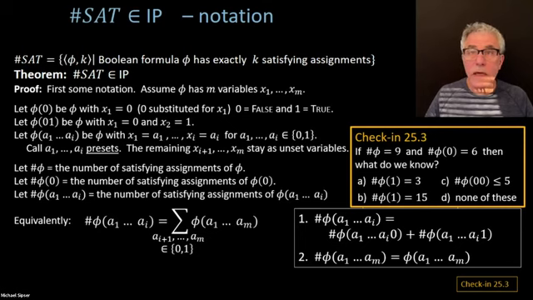Okay, so yes, A is the correct answer. If there are 9 satisfying assignments altogether, and there are 6 satisfying assignments where the first variable is set to 0, then there's only 3 satisfying assignments where the first variable is set to 1, because 9 has got to be equal to 6 plus 3. That's actually this fact number 1. It's not going to be 15. This is not true either. So it's just A.